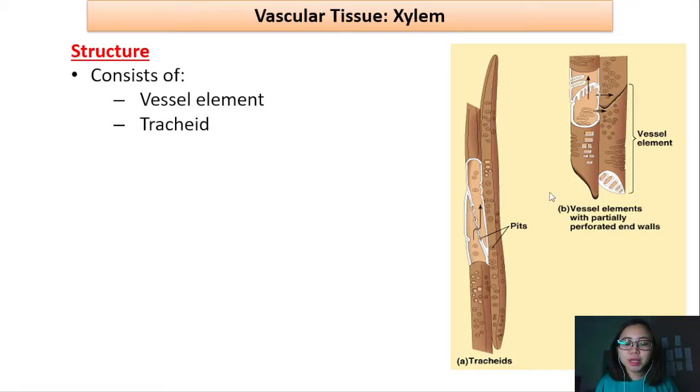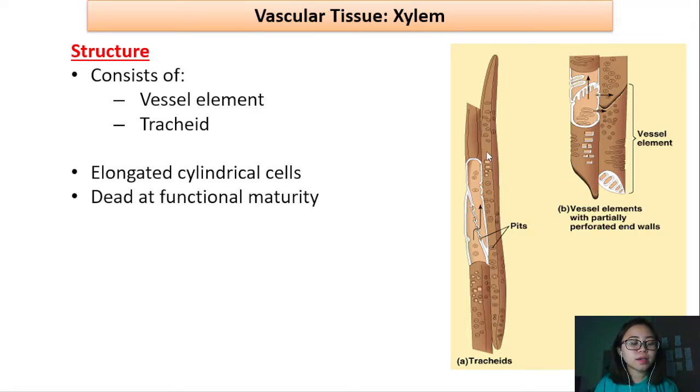Macam sel-sel sebelum ni, dia ada dua versi juga. Versi pertama adalah vessel element, versi kedua adalah trachea. Kedua-duanya adalah elongated cylindrical cells. They will be dead at functional maturity, means bila dia matang, dia tiada sudah cytoplasm.